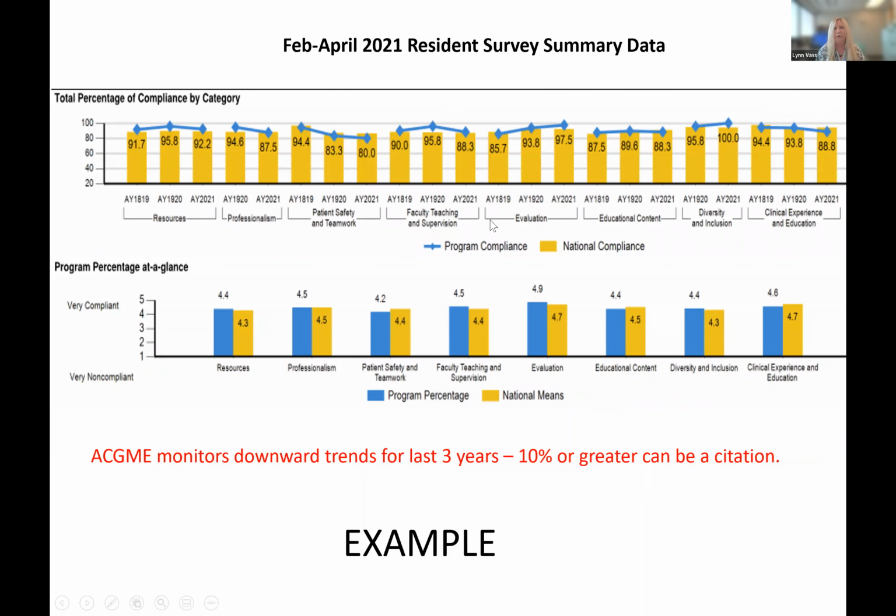Then you also want to include, because they have the 3-year data, and you want to see if there's any kind of fluctuation anywhere, because they monitor the trends for 3 years, and anything that's 10% or greater would be a citation. If there's more than a 10% decline, that's something you definitely need to look at and be proactive before they come in and slap your hand.